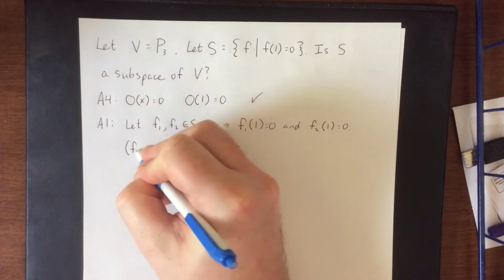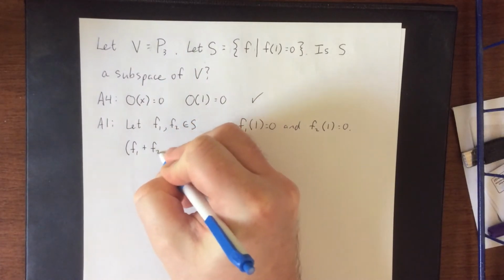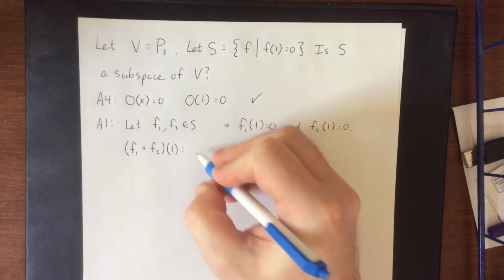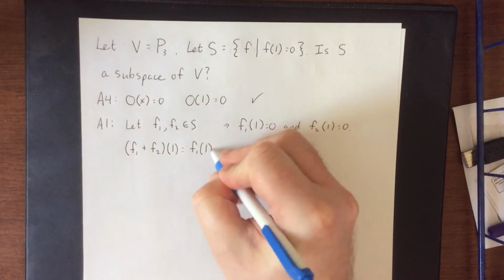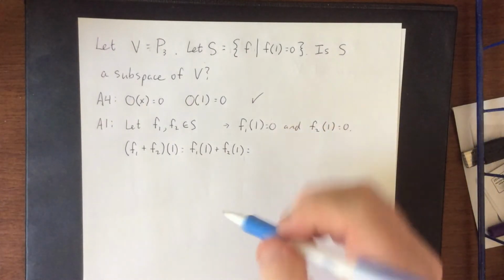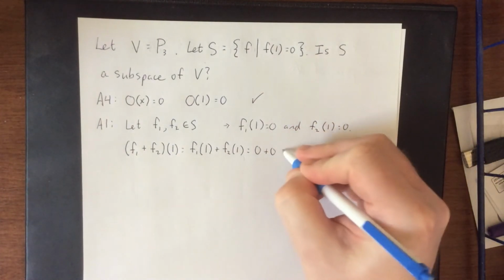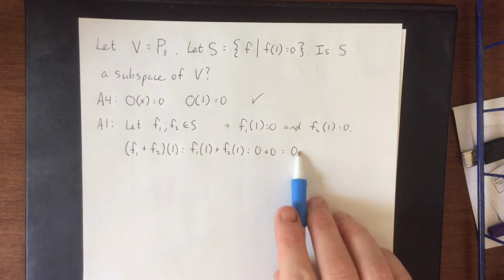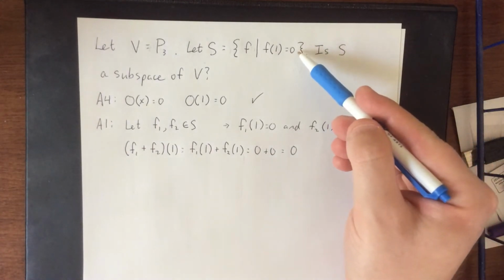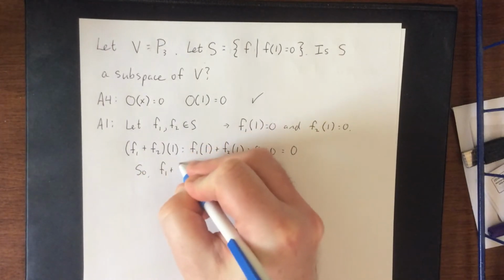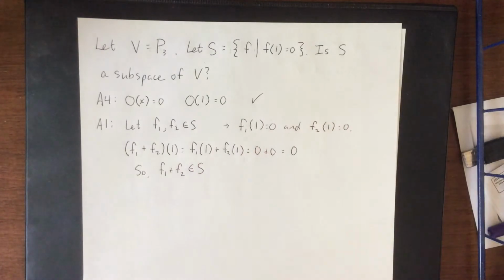Now, the way that function addition is defined is that if we were to take f1 plus f2 of 1, then by definition that would be f1 of 1 plus f2 of 1. And according to what we said just a moment ago, that would be 0 plus 0. As such, when we input 1 to the function f1 plus f2, we are getting an output of 0. That is exactly the property that we're supposed to have. So f1 plus f2 would be an element of S. Therefore, we have closure under vector addition.